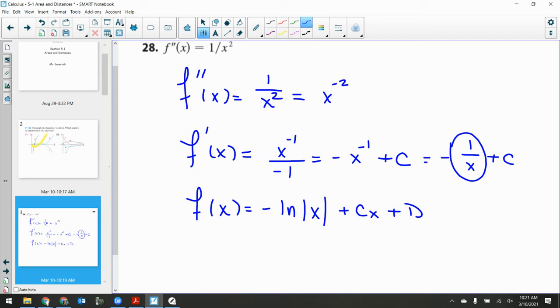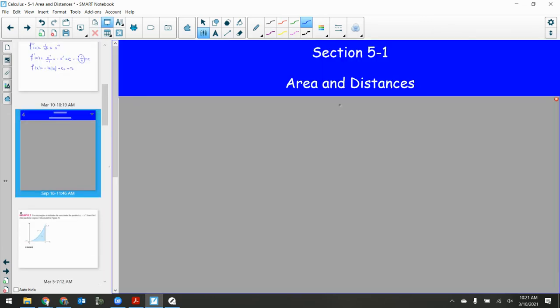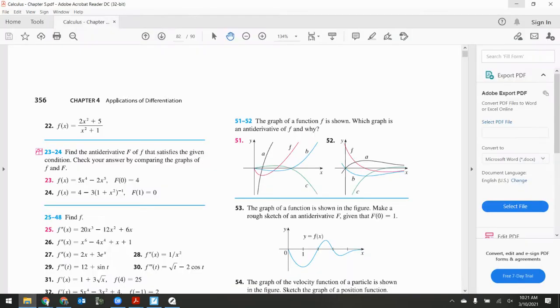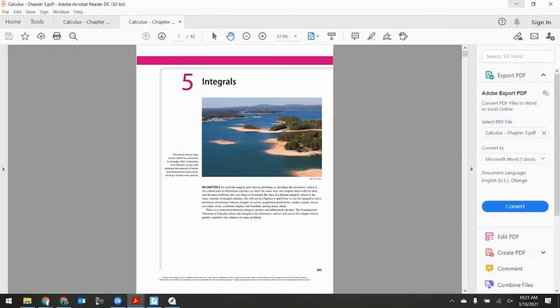Okay. Well, then let's get into the notes for section 5.1. Section 5.1, area and distances. Again, chapter 5 is all about, I believe the title of chapter 5, let me look at it. I believe it's integrals or integration. Yeah, integrals. Again, we're going to use antiderivatives to find integrals. Okay? We're going to use antiderivatives to find integrals.